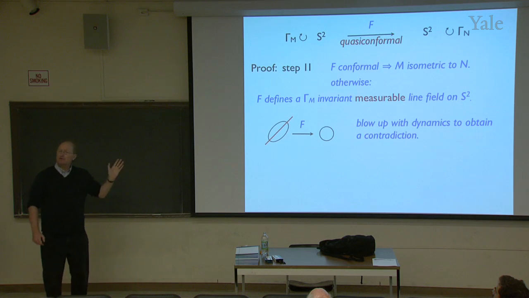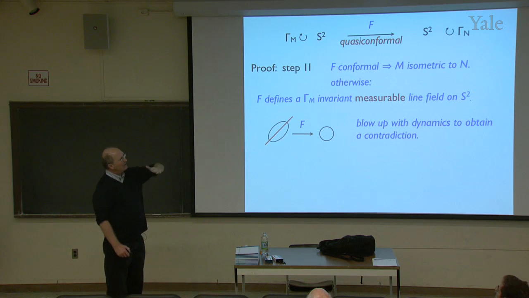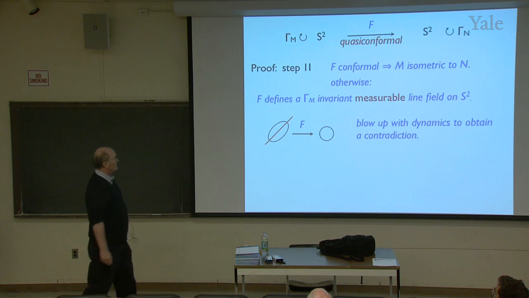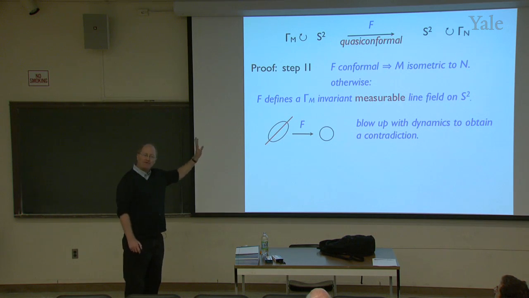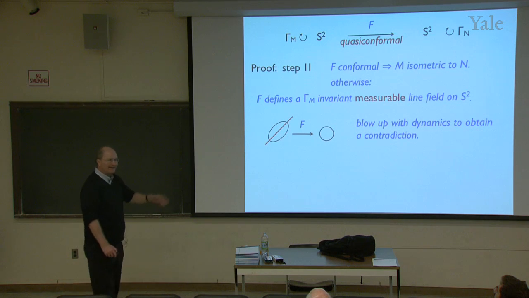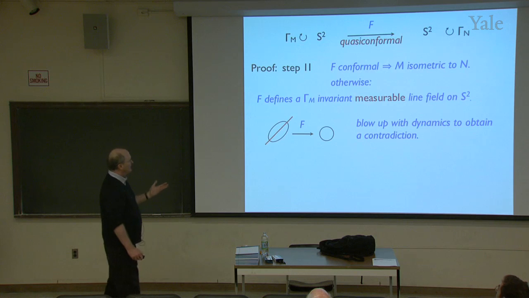So to complete the proof, we now just have to show that that's impossible. That is, there's no way to coherently choose a line in each tangent space of the two-sphere, so it's invariant under the action of this big group. Okay, and at that point, the map F passes out of the picture, and this is this beautiful insight that we can use ergodic theory on the sphere at infinity.